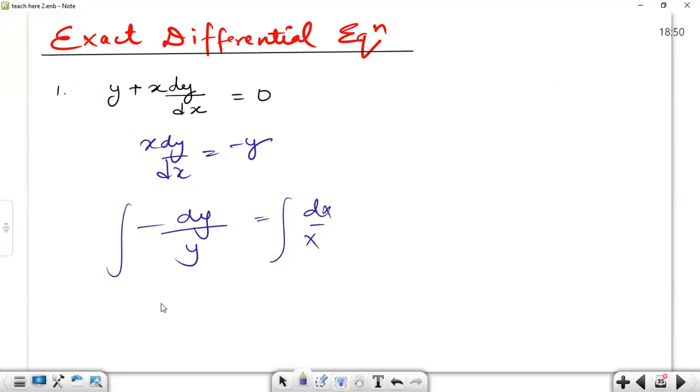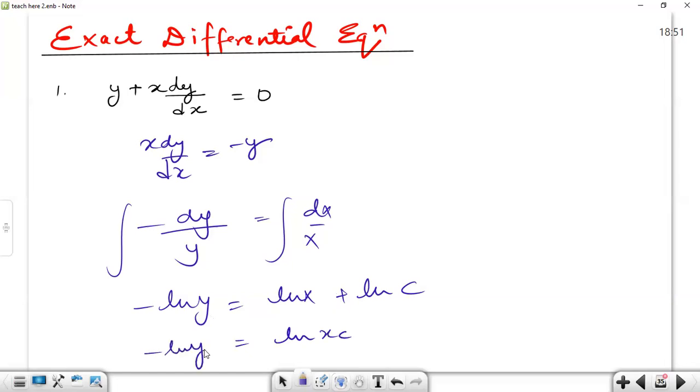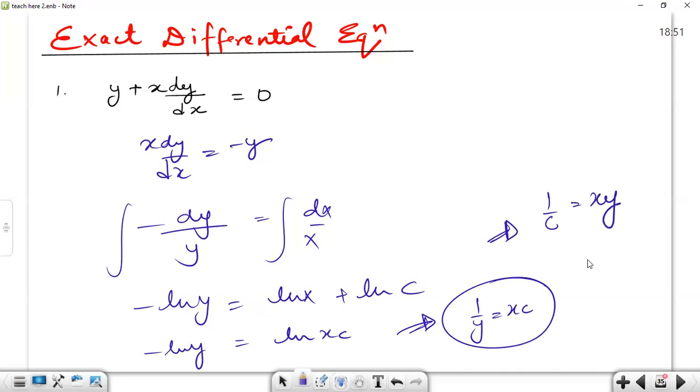So on integration, this will become logarithm of y is equal to logarithm of x plus a constant, let's take the constant in logarithm form for better convenience. So this will become logarithm of x c minus logarithm of y. It can be written as 1 by y is equal to x c. If we take the constant on the left hand side, it can also be written as xy, and the constant can be rewritten as c dash, 1 by c, so c dash xy. So this is the solution of the differential equation.